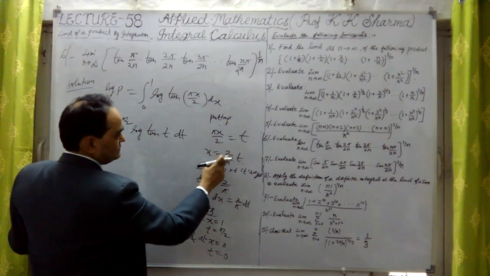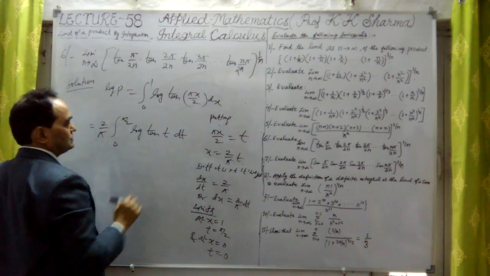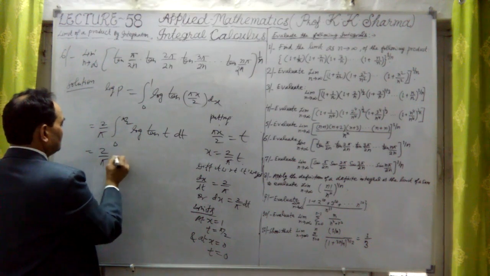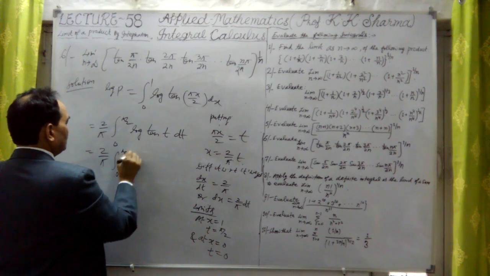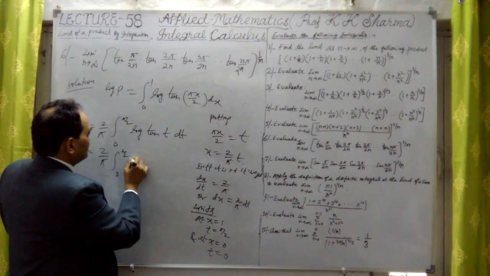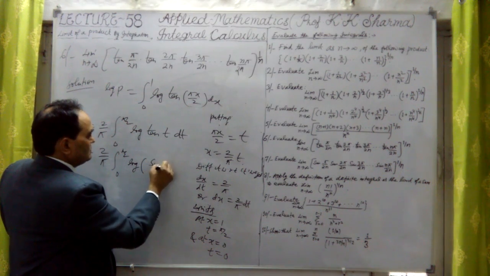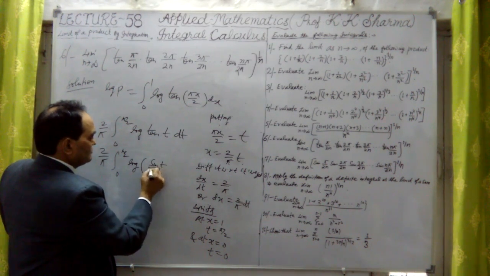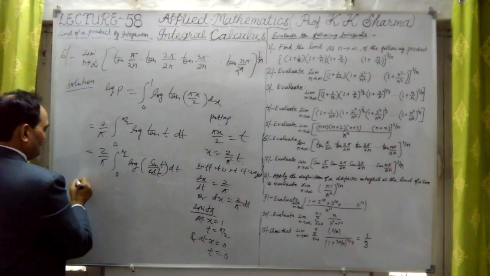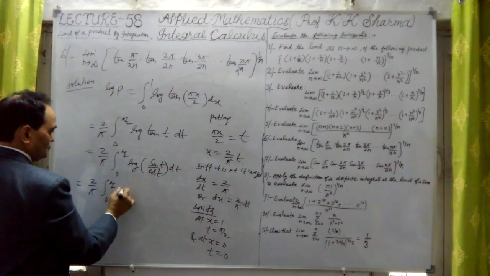It is 2 upon pi into dt. Now it can be converted: 2 upon pi, integral 0 to pi by 2. What is this? It is nothing but log of sin t upon cos t, that is tan t. We can write it as 2 upon pi, 0 to pi by 2.